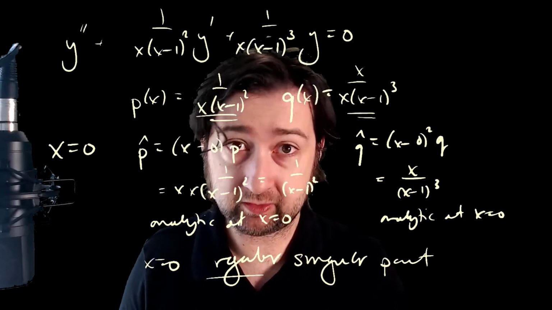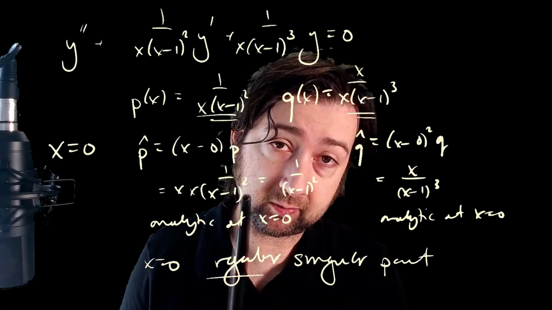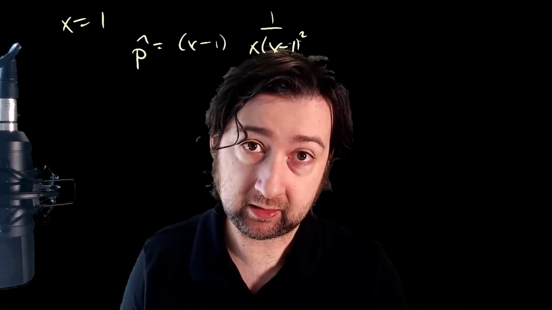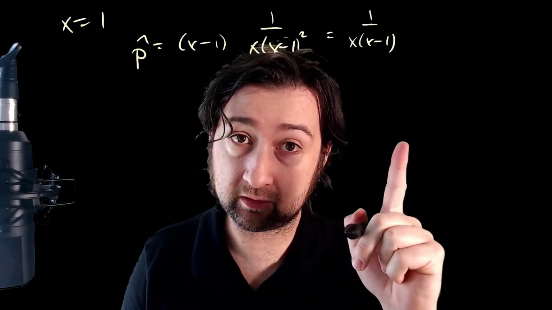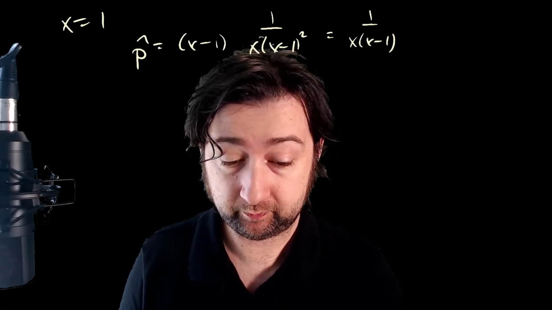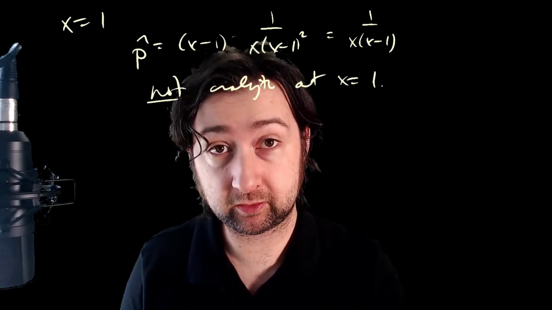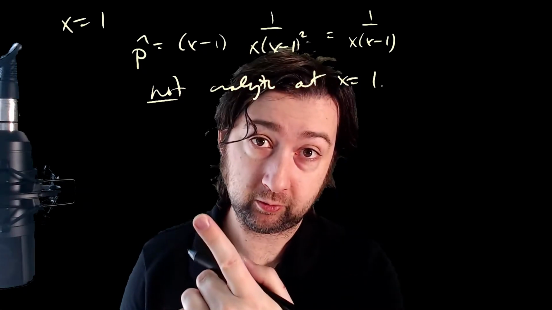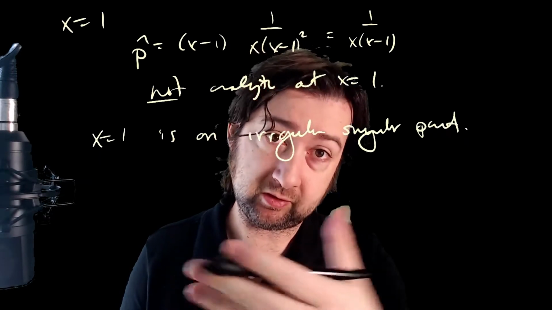Well, it's pretty obvious that if you multiply even p through by x minus 1, you're still going to have an x minus 1 in the denominator. So if you have x equals 1, then your p hat function is equal to x minus 1 times 1 over x times x minus 1 squared. In that case, what you're going to end up with is 1 over x times x minus 1, which is still not analytic at x equals 1. So this is not analytic at 1, and that means that 1 is an irregular singular point because the pole, or the 0 in the denominator for p hat, is just too big. It can't be canceled out. So we say it's an irregular singular point.